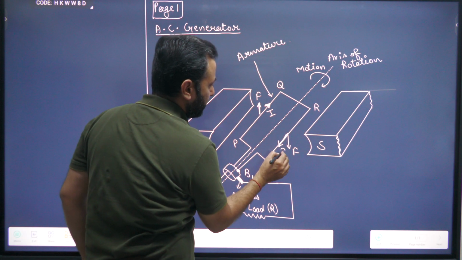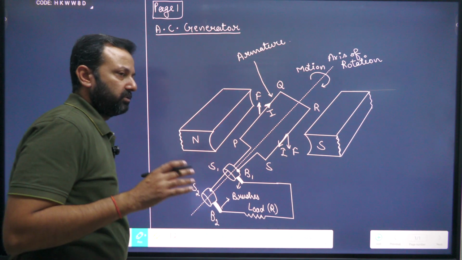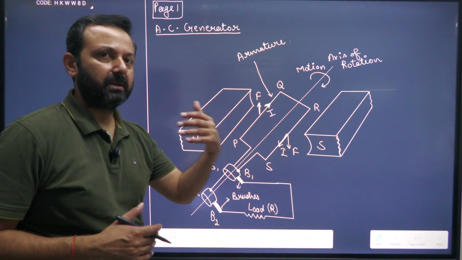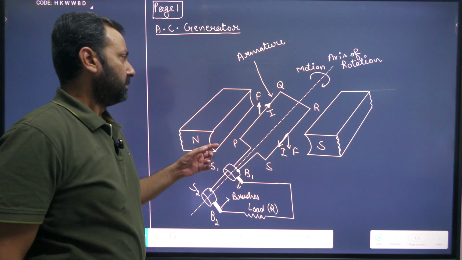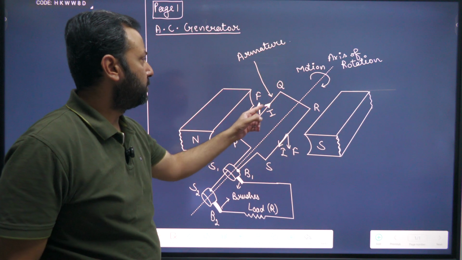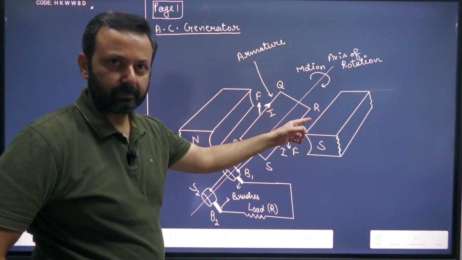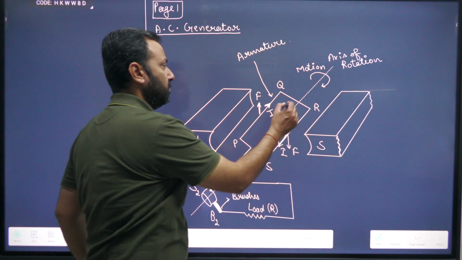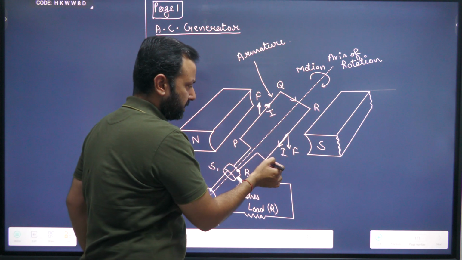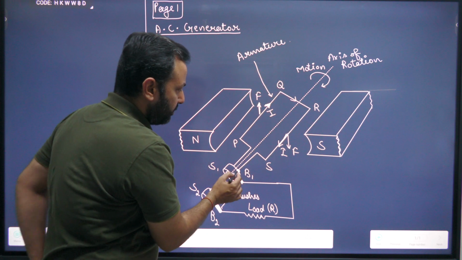Current is coming like this. Now we have to check whether this current is completing its path, whether it is completing a loop. Loop means the current is going from P to Q, then from Q to R, then from R to S, and after that it will go to brush B1.